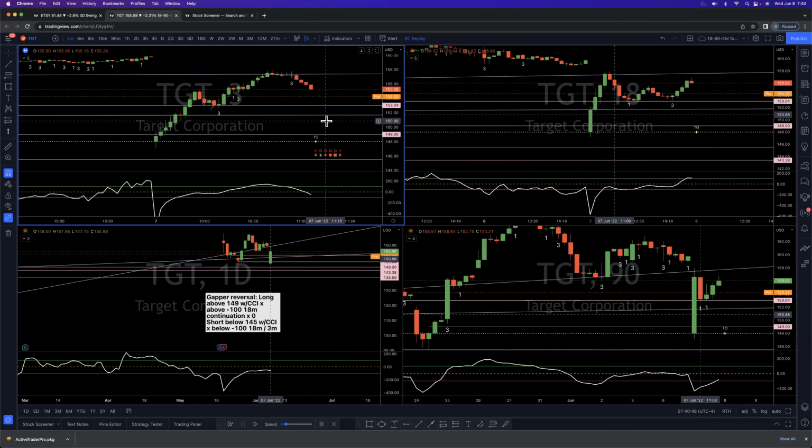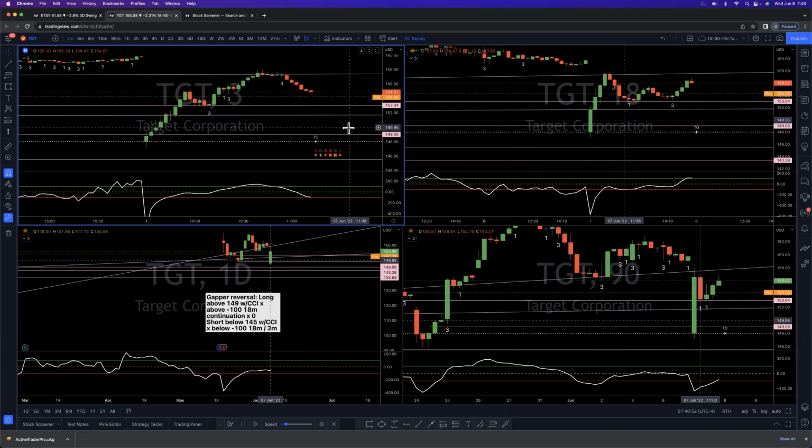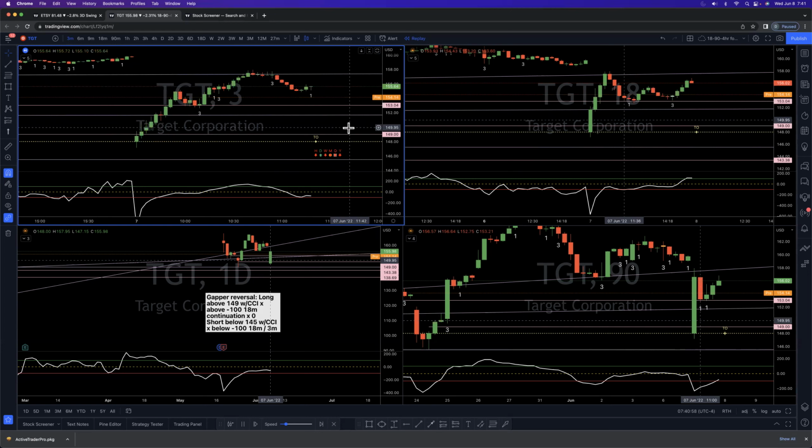But we did all of this through pre-planning, guys. You have an idea of where you're going to go long. You have an idea of where you're going to go short. And you look for those opportunities.